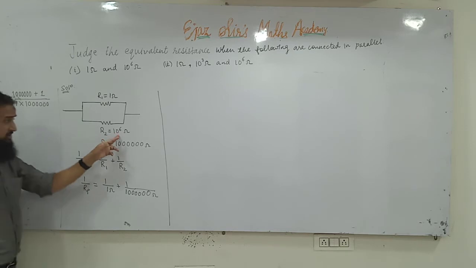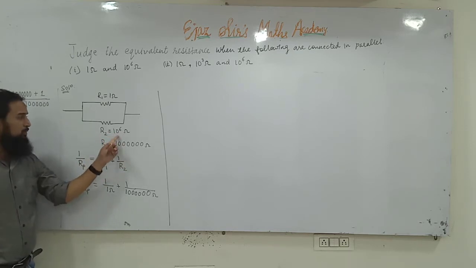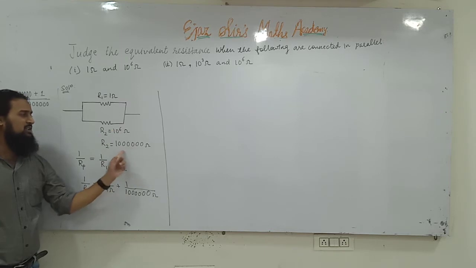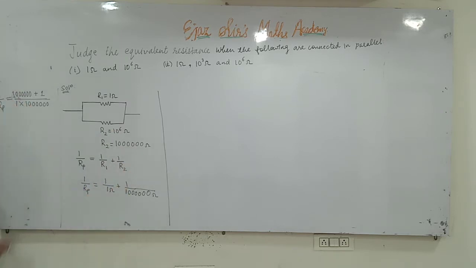Instead of writing 10 raised to power 6, I have made it simpler. We can put it like 10 raised to power 6 or we can do it like this. This will become easier, as powers may create difficulties for you. So the step will be 10 lakh plus 1. We have to add 1 to it, so this 1 will be added at the last, and it becomes 10 lakh 1, divided by 10 lakh.